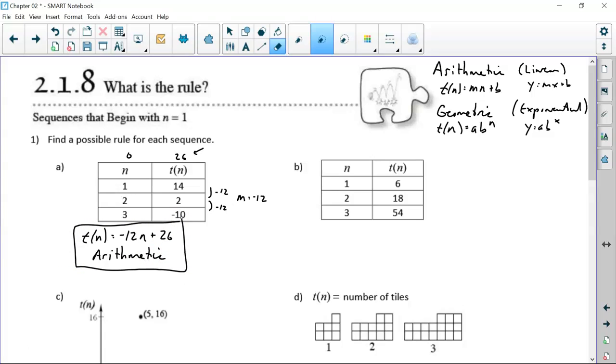For B, to go from 6 to 18 and 18 to 54, we're multiplying by 3 each time. Since we're multiplying by the same number, it's geometric. So t of n equals. Now, we need to go backwards to find out what term 0 is. To go backwards, we divide by 3. And 6 divided by 3 is 2. That's our starting spot. So it's going to be 2 times our multiplier 3 to the n. There's our geometric sequence.